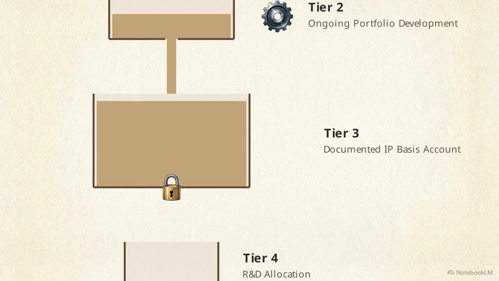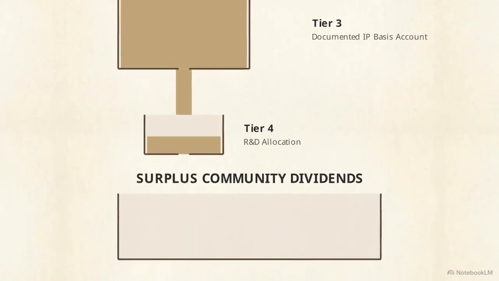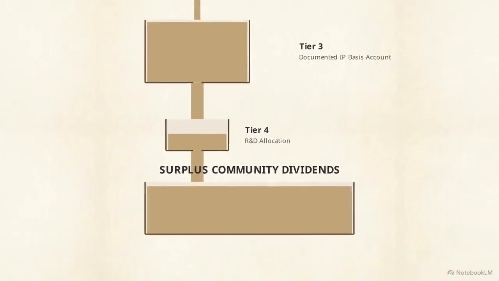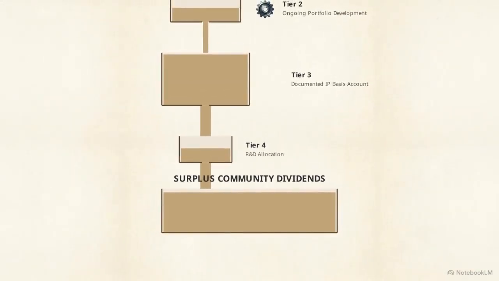Step 3 is the critical mechanism. The flow stops at the specific inventor's documented IP contributor basis account. The downward flow pauses here until the inventor is made whole for their upfront risk. Only after the basis is fully recovered does the surplus cascade down to fund R&D reserves and finally flow into a broad pool for surplus community dividends.